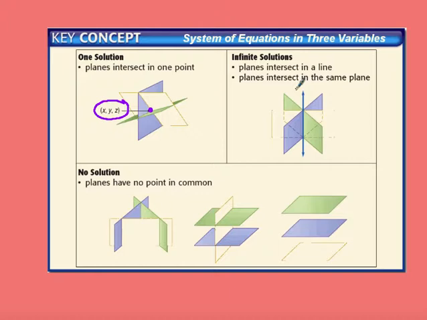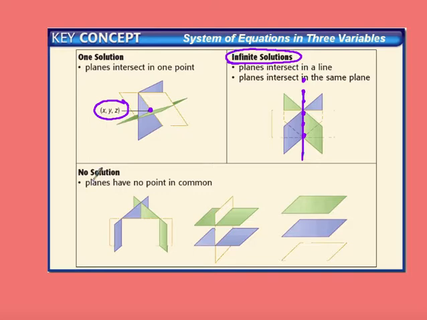They may intersect so that they're all intersecting on a line. So that means any of those values that fall on that line could represent solutions. So if all of the intersecting planes are intersecting in an exact line, we would have a scenario where we would have infinite solutions. And that would be the same as if they were the same line when we talked about linear graphs.